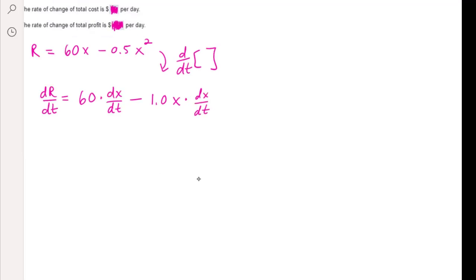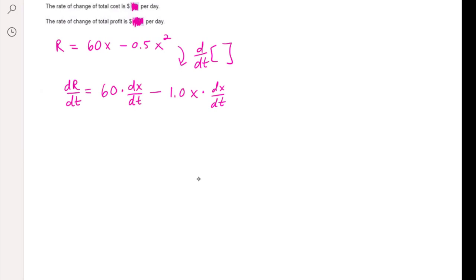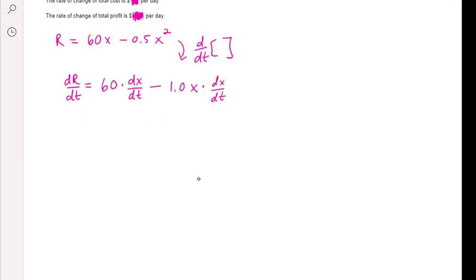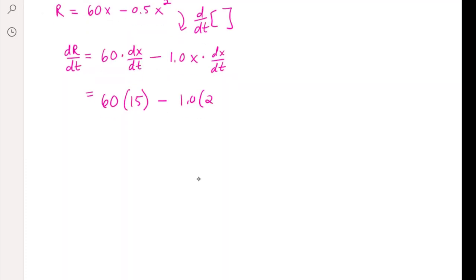Now, on this type of problem, we're not going to have to isolate dx/dt or anything like that, because they actually give us values for x, the number of units produced, and a value for the rate of change of units per day. That's the dx/dt. So I'm just going to plug in what I know here and then simplify a little bit to get our final answer. dx/dt, that was the 15 units per day, minus 1.0. We're doing 25 units. And then dx/dt is that 15 again right there. And then I just want to simplify that a little bit.